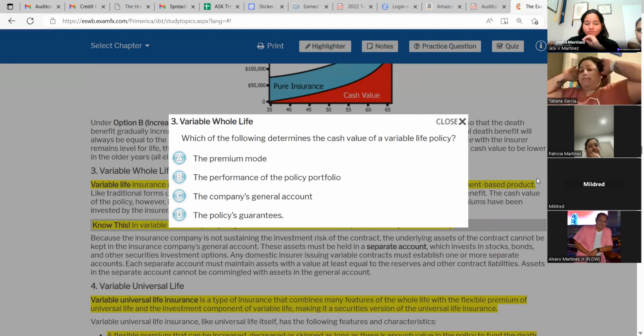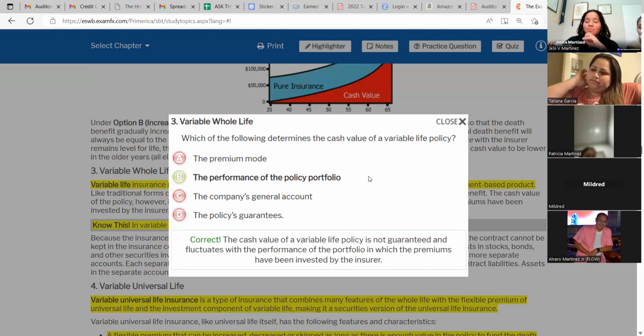I'm gonna say B, but I think it's wrong. So I don't remember. Which of the following determines the cash value of a variable life policy? The performance of the policy portfolio. It doesn't depend on the premium. It doesn't depend on the general account, because we know variable accounts have two separate accounts into one. So it's not C. And the policy's guarantees, I think you're actually right, Tatiana. Let's see.